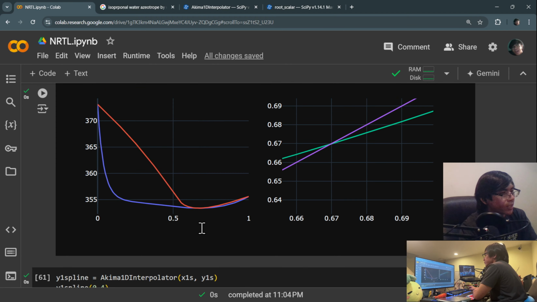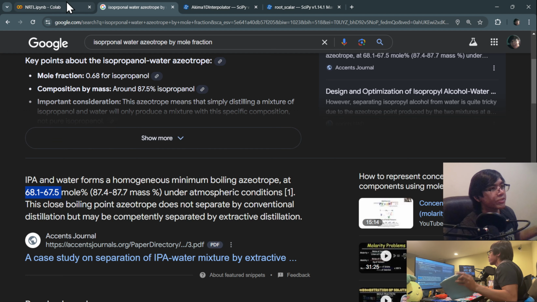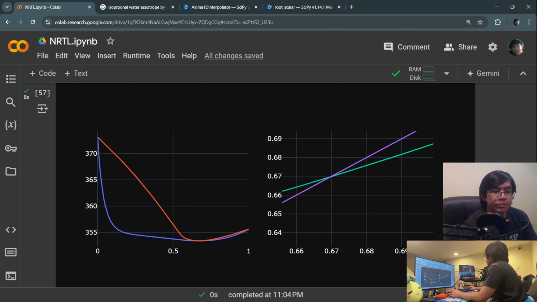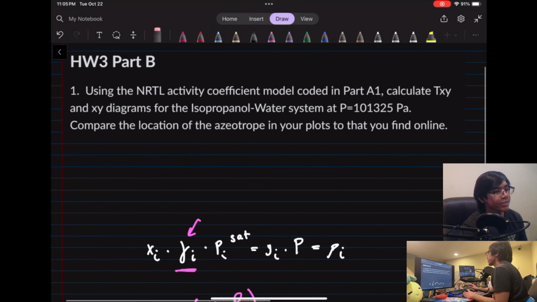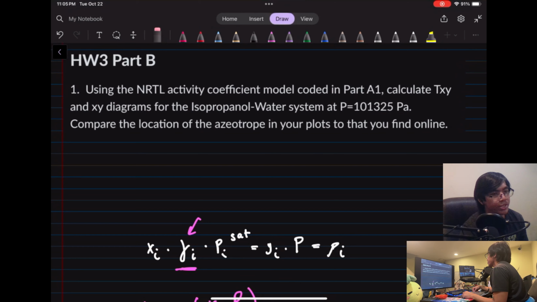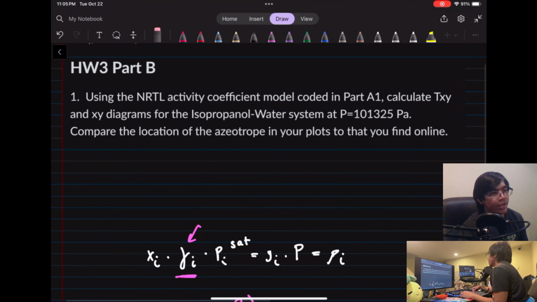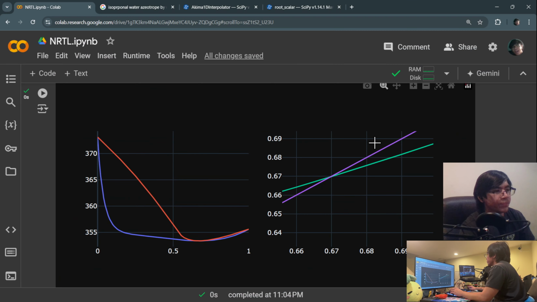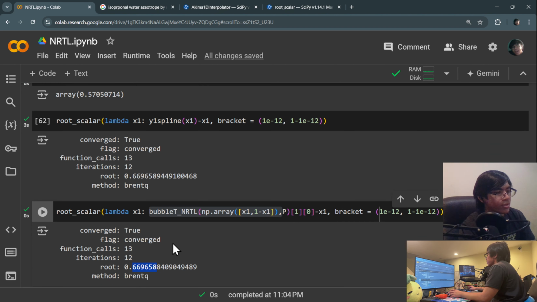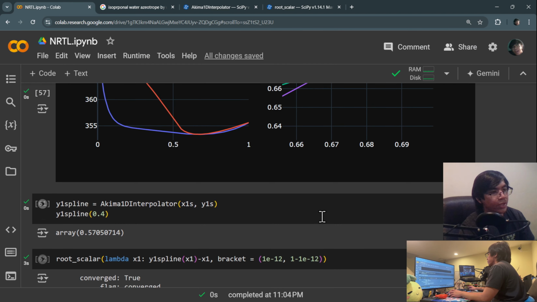So yeah, we said 0.6. Let's go back to our word problem here. Make sure we did everything. There's only one part, but we used our NRTL with this new Raoult's, including the gamma coefficient, the activity coefficient, and we coded for isopropanol-water at 101.325, and then found the azeotrope location at 0.6 mole fraction, I believe, of isopropanol. So that's what our intersections are telling us, and Google tells us it's also around 0.6. 0.68, 0.67, pretty close.